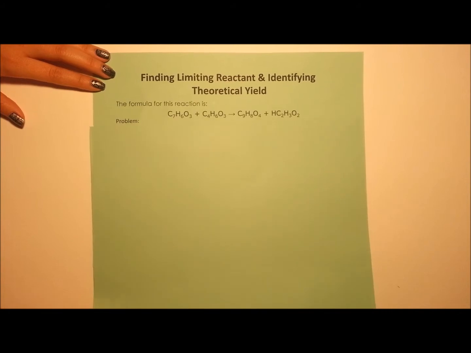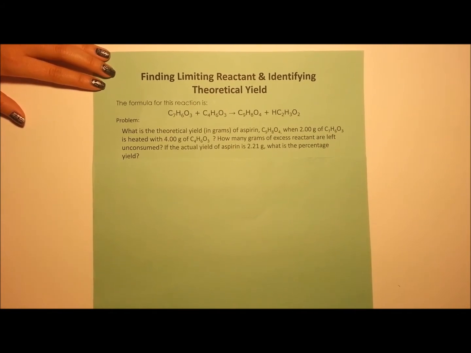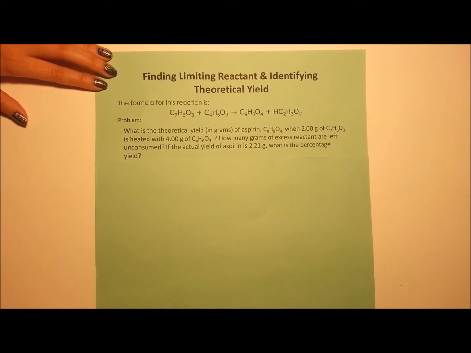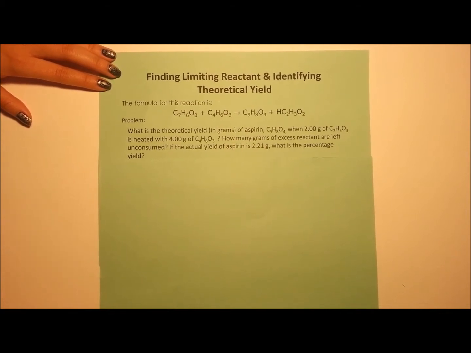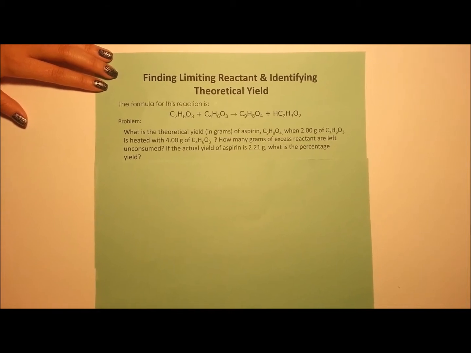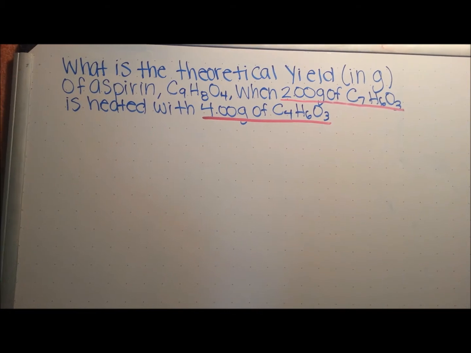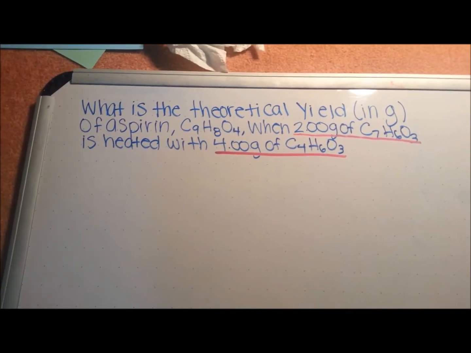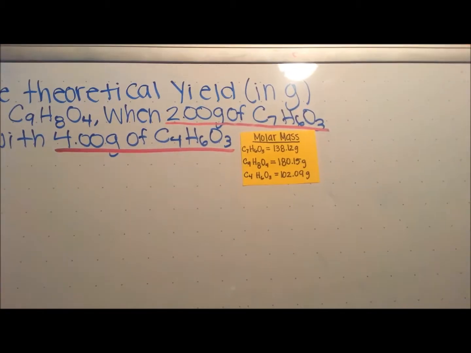The problem that we're using today is: what is the theoretical yield in grams of aspirin when 2 grams of salicylic acid is heated with 4 grams of acetic anhydride? How many grams of excess reactant are left unconsumed? And if the actual yield of aspirin is 2.21 grams, what is the percentage yield? So now we're looking at this portion of the problem. And so we have the molar masses for what we need in this problem.